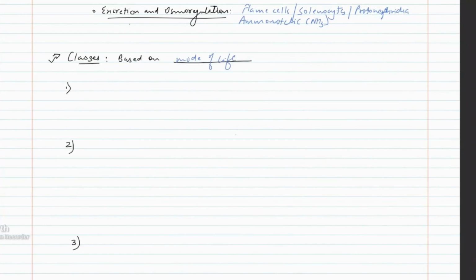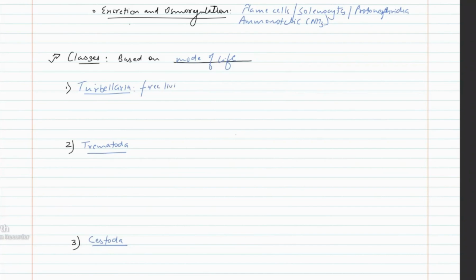Now, based on their mode of life, phylum Platyhelminths can be divided into three classes. First class is known as Turbellaria. Second class is known as Trematoda, and third class is known as Cestoda.